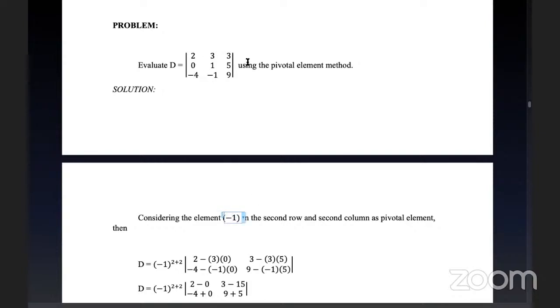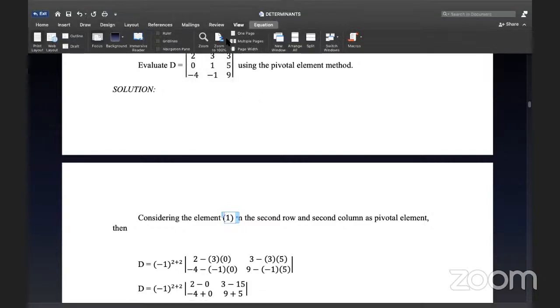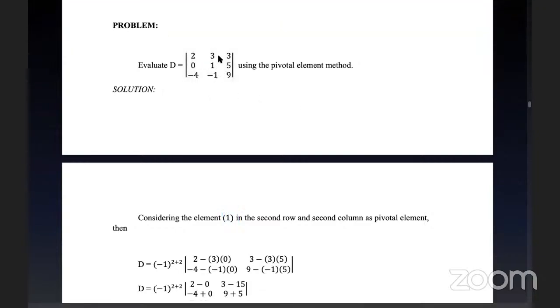Kasi ito lang yung second row, no? +1 siya. And second column as pivotal element. So this would be our unity na value. Yun yung ating pivot. Okay, nasaan siya located? Nasa second row, second column. Now, meron tayong sign, di ba? -1 raised to yung sum ng subscript, so 2 plus 2. So, positive na yung sign dyan.